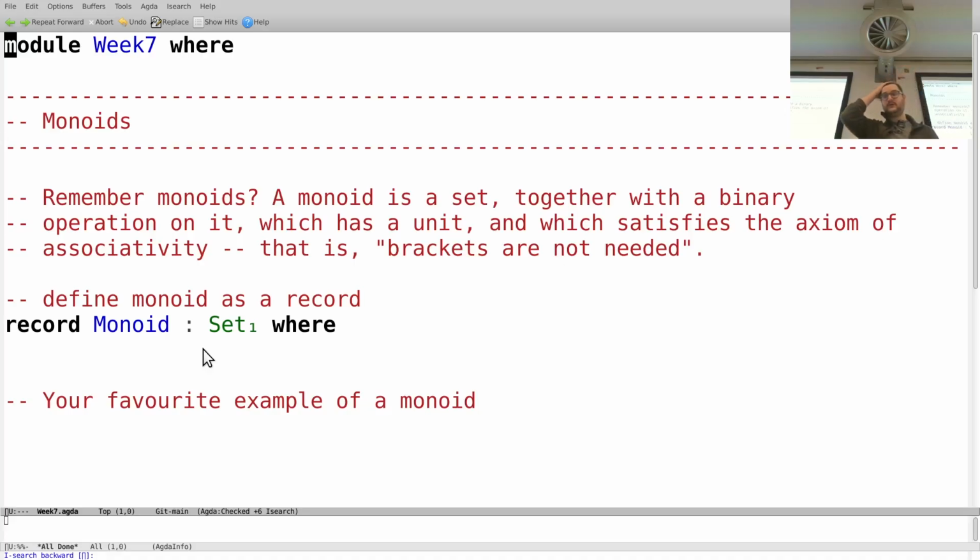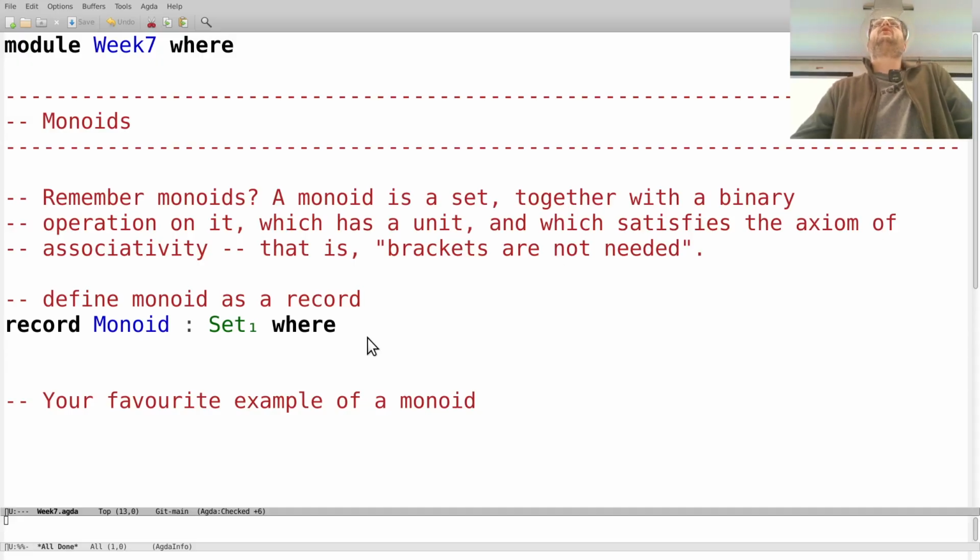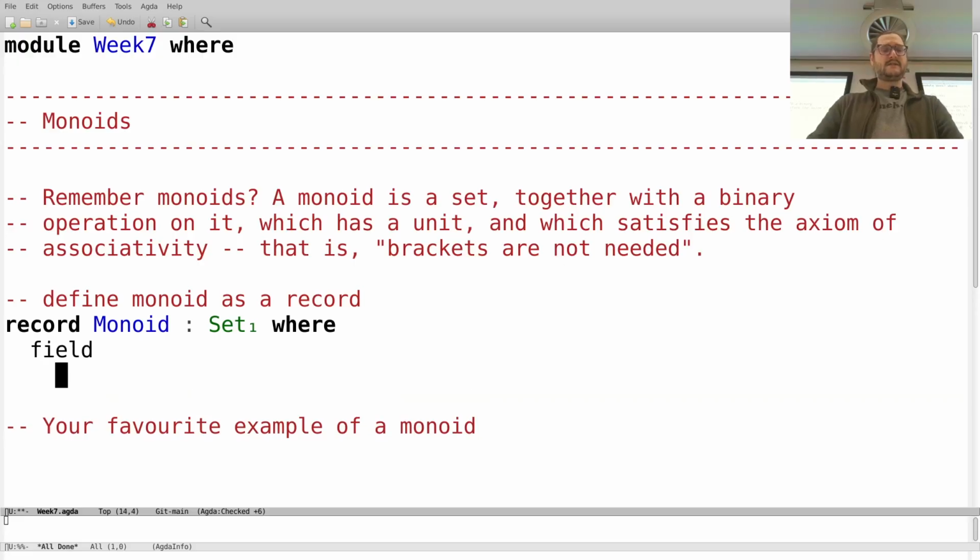So it's a monoid. Well, there's a description here. It's a set together with a binary operation on it, which has a unit and satisfying the axiom of associativity. So if we want to program against all monoids in general, we can just define this thing as a record. And because class types are first class in ACTA, we can just say my monoid has a carrier and it's a set. So a monoid is a set together with a binary operation on it.